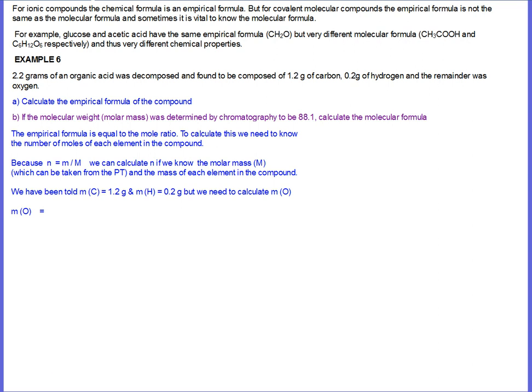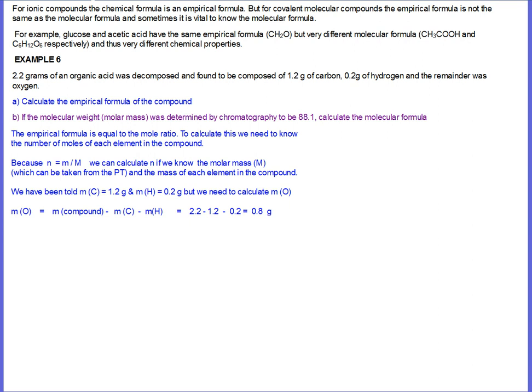We've been told the mass of carbon is 1.2 grams. We've been told the mass of hydrogen is 0.2 grams. We haven't been told the mass of oxygen, though. We've got to calculate that. So what's the mass of oxygen? See if you can think about how you can find the mass of oxygen here. Have a little pause if you wish, have a think. Well, the mass of oxygen is just going to be the mass of the compound, take away the mass of carbon, take away the mass of hydrogen, because this compound, they told us, only had carbon, hydrogen, and oxygen, and therefore the mass of oxygen is just going to be that difference. So the mass of oxygen is 2.2, take away 1.2, take away 0.2, we've got 0.8 grams of oxygen in this compound.